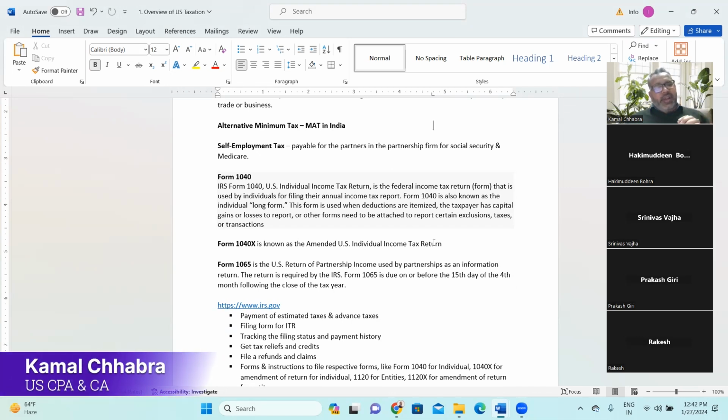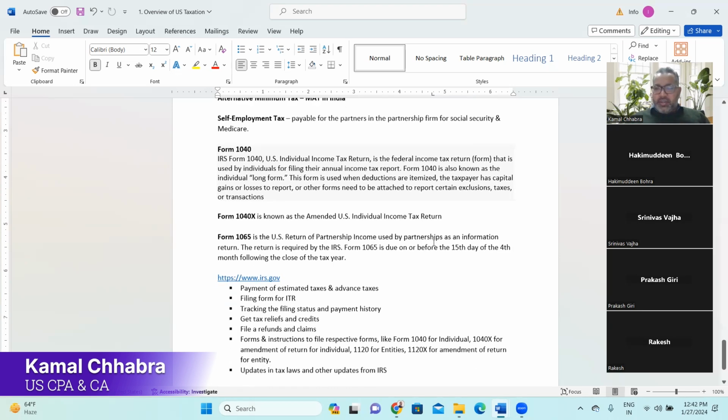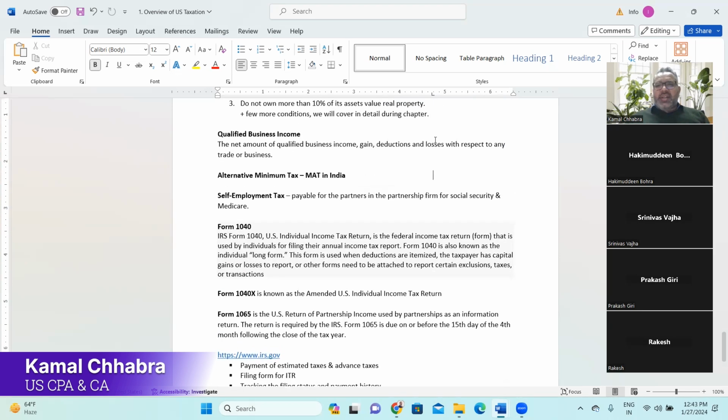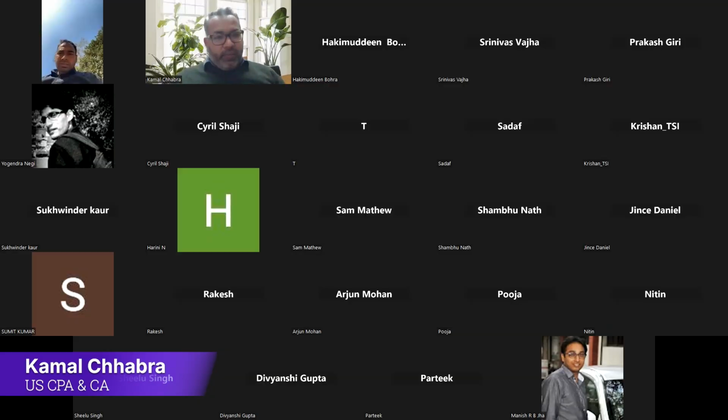For individual tax filing, the form is 1040, which after the break we'll be discussing in detail. 1040X is the amendment of the income tax return filing of an individual, right? And 1065 is the form for filing the partnership return, which is an informative return. And 1065 you can use for S corporation when you are using the pass-through entity, right? So these are the terminologies I thought to share with you in advance before we jump more into detail.